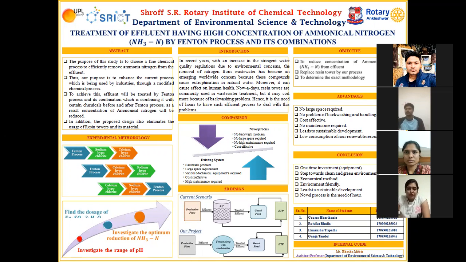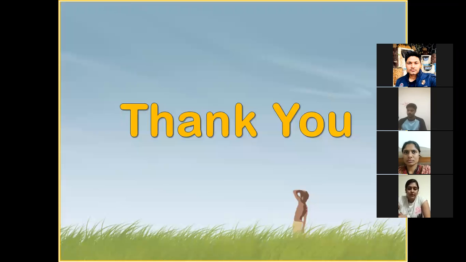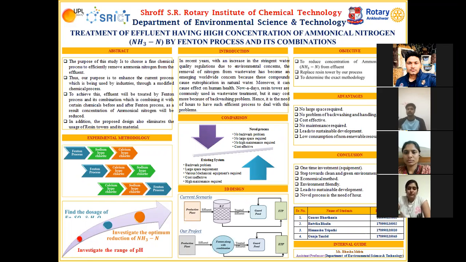While performing these experiments, we have to find the initial pH and also set it to pH 3. After that, we have to find the optimum dosage of ferrous sulfate and hydrogen peroxide, through which we can reduce the maximum concentration of ammoniacal nitrogen. And lastly, to find the optimum reduction through this process. So this is our overall process which we will be performing.